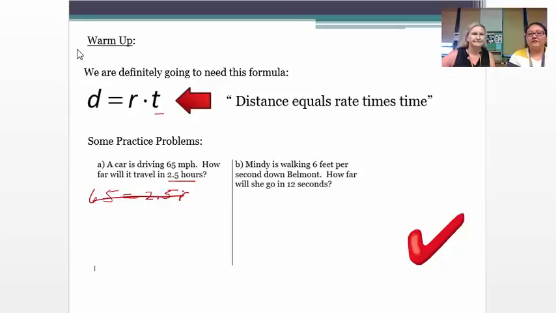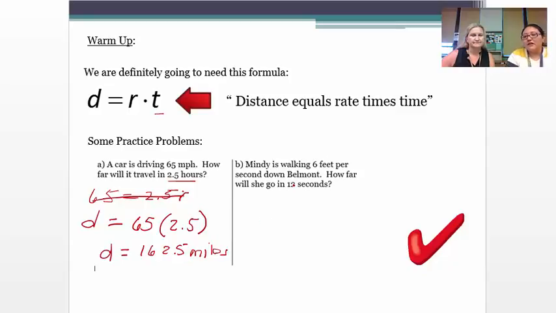So we have the formula for distance, which is distance equals rate times time. So what we want to do is, we have a car driving 65 miles per hour. How far will it travel in 2.5 hours? So we start with distance, and then we have rate, which is 65, and then the time will be 2.5. So if we calculate that, Ms. Les is going to put 162.5. 162.5, that would be our distance.